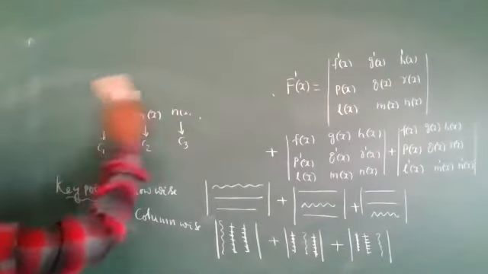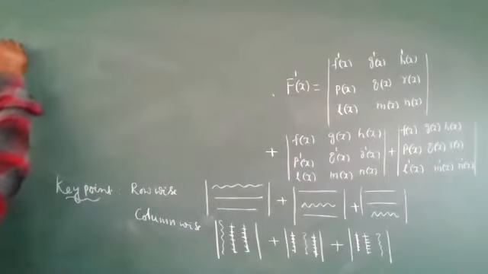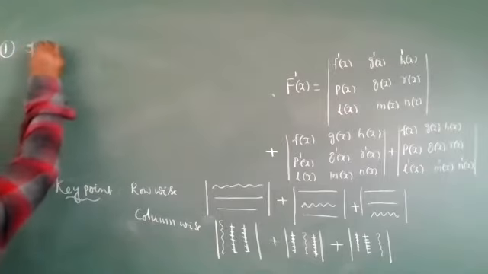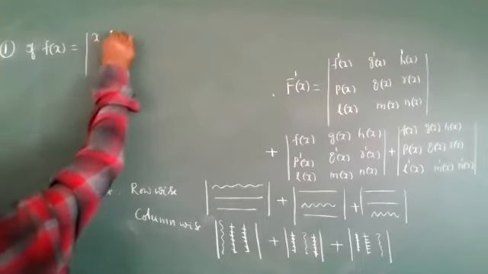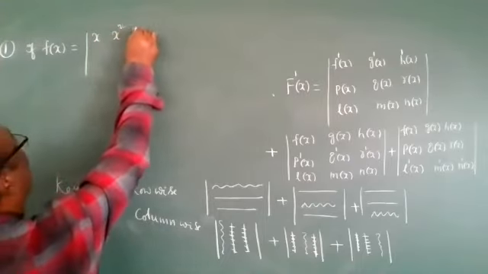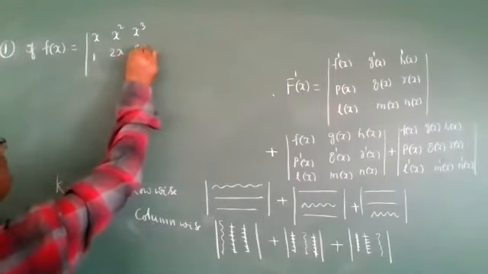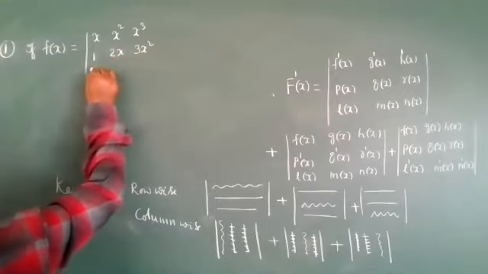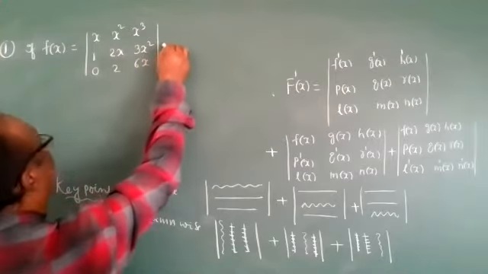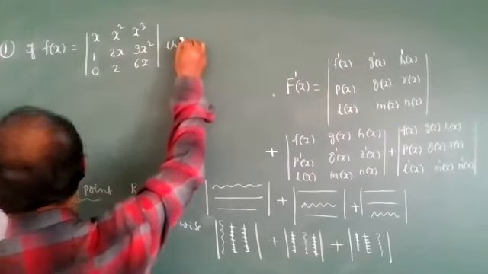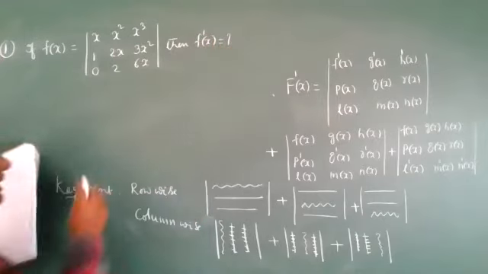Write down the first problem, everyone. If f of x is equal to the determinant of x, x square, x cube; 1, 2x, 3x square; 0, 2, 6x, then f dash x is. This is the given problem.